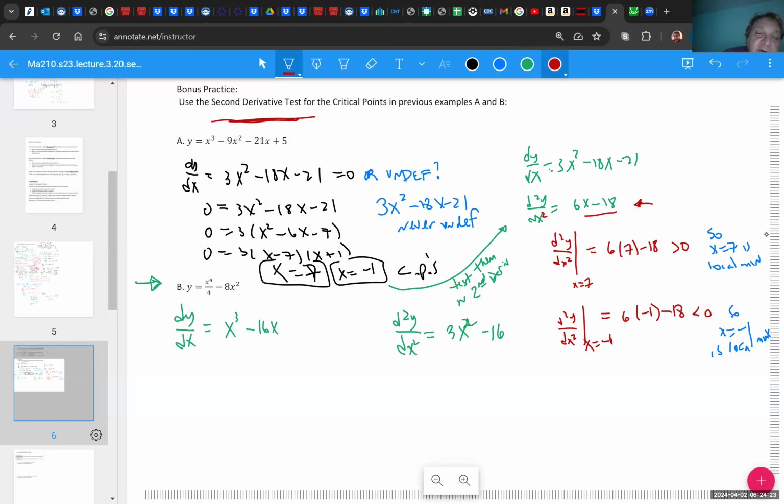I'm going to find out the critical points by making the derivative equal to 0 and finding out when the derivative is undefined. That should be a minus 16x, right? Okay, let me fix that.